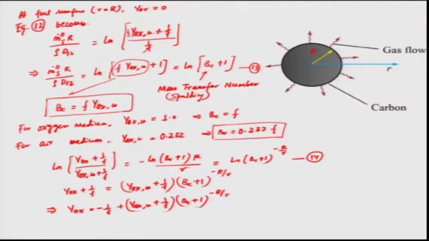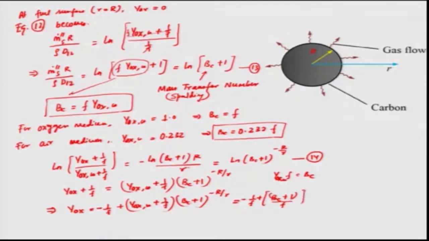And if you further simplify, what will you get? Basically, if you look, 1/f is there. You can take this 1/f together, and I can write y, 1 by f, if I take it common. Plus, in y_ox f, I can write f times y_ox at infinity, which is nothing but your B_C. I can write that in this place, so that I can get B_C plus 1 divided by f.